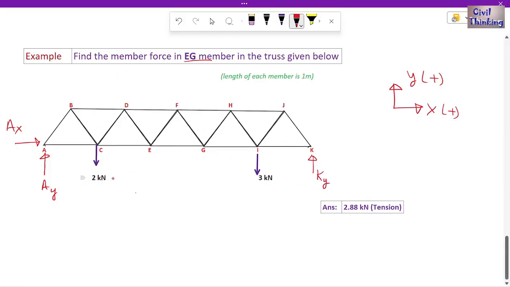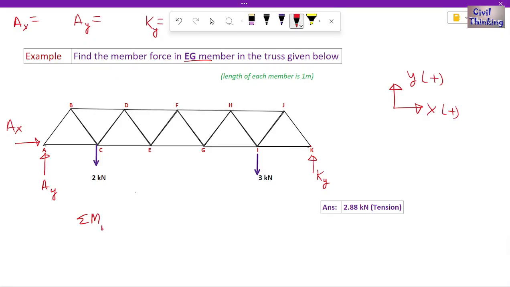Now we have to apply the equations of equilibrium so that we will find the support reactions. Until now we don't know the value of AX. We also have to find the value of AY and the value of KY. These are the support reactions. So let's apply the equations of equilibrium. First, summation of moment about any point. Let me choose this point K.